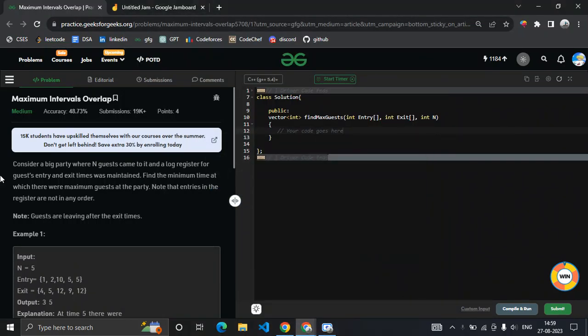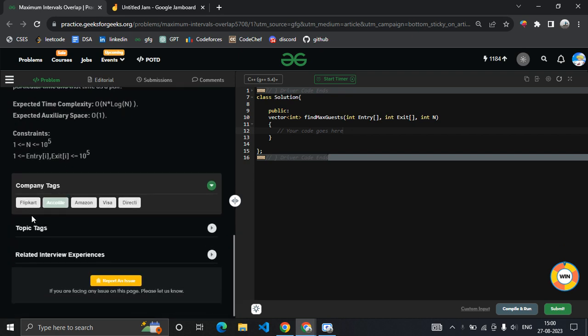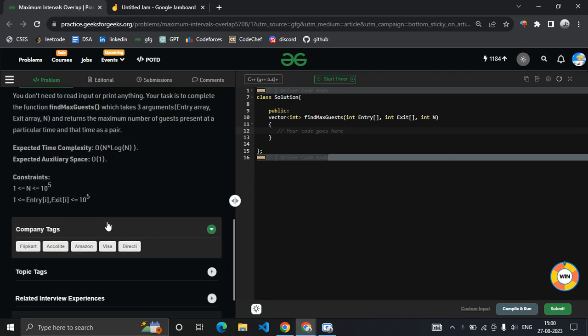Today we are going to discuss maximum intervals overlap. This is one of the nice questions where, in this video, you will definitely learn something new, even if you know how to solve this question. The companies which asked this question recently are Flipkart, Accolite, Amazon, Visa, DirectI, and many other companies.